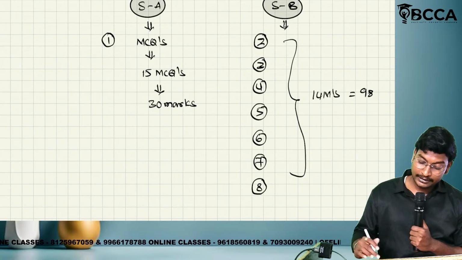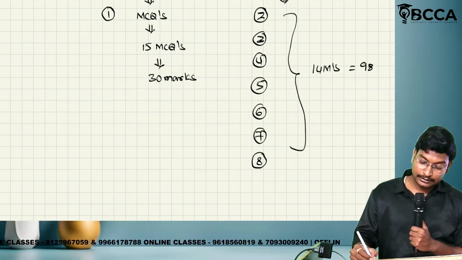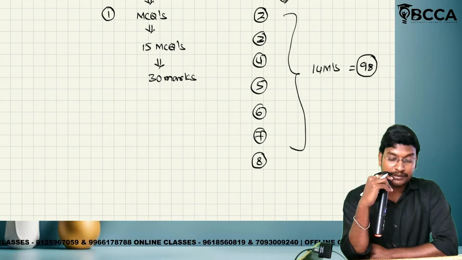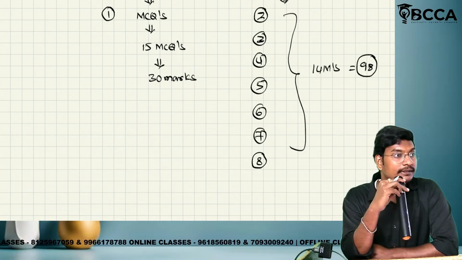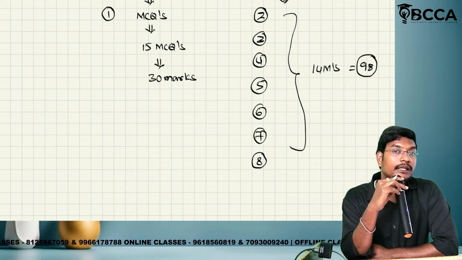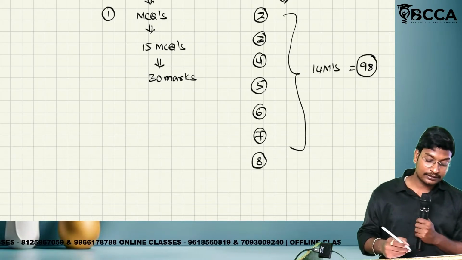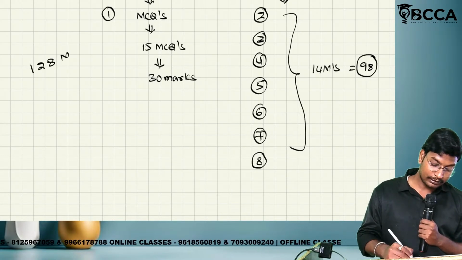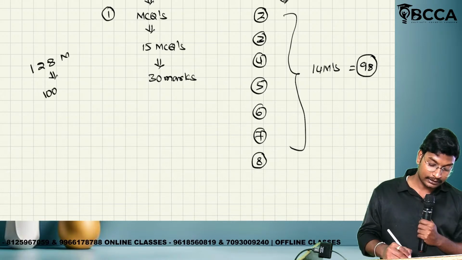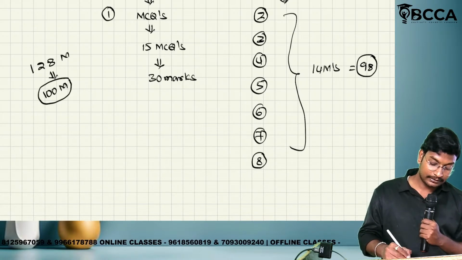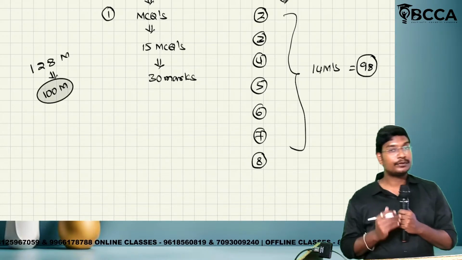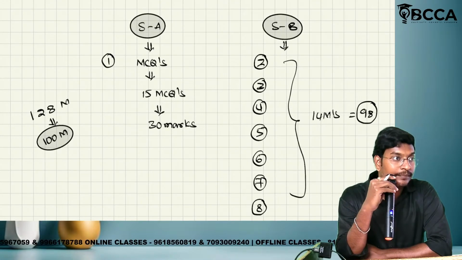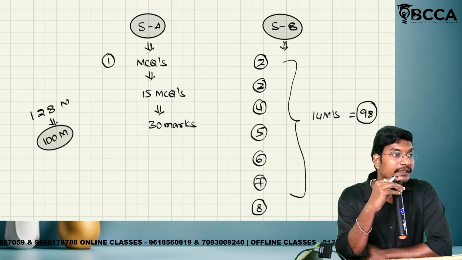98. That means we have a choice of two questions. How much choice do we have? Two questions. That means 14 into 2, 28 marks. We have the choice. That means the question paper totally comes to 128 marks. Of that 128 marks, we need to answer for 100 marks. So we have the choice in descriptive section B. We do not have a choice in section A. Section A is a compulsory question.